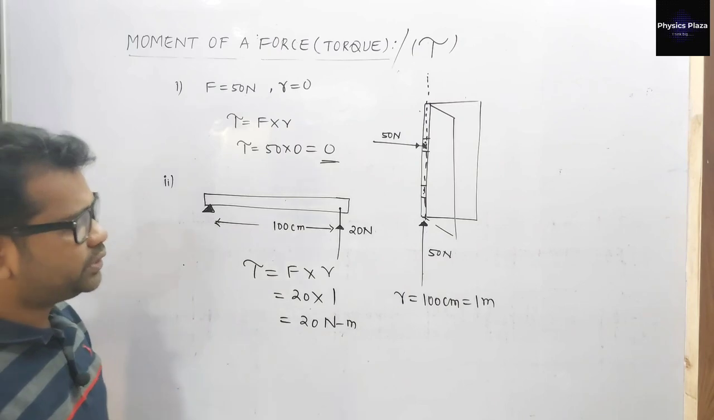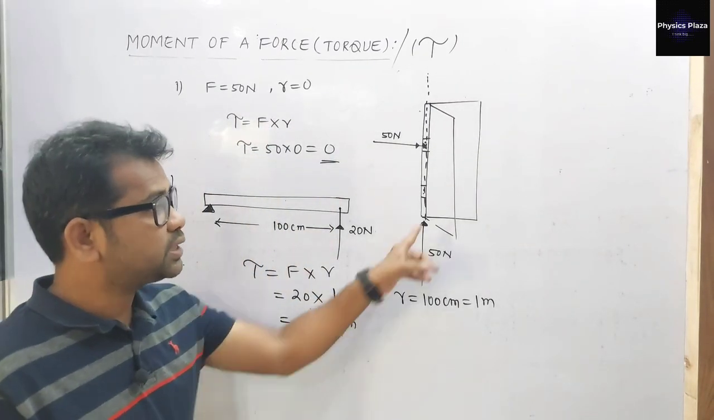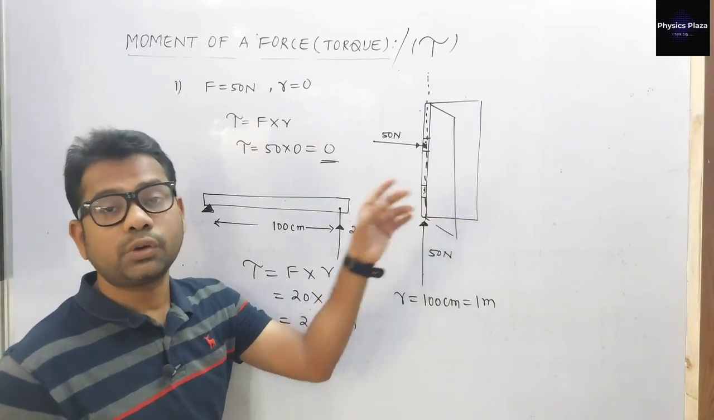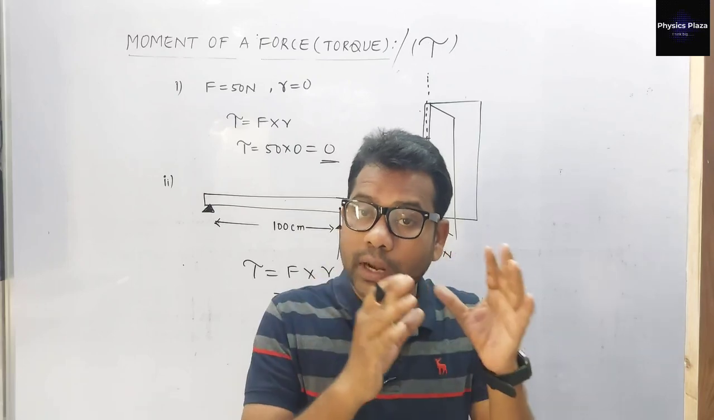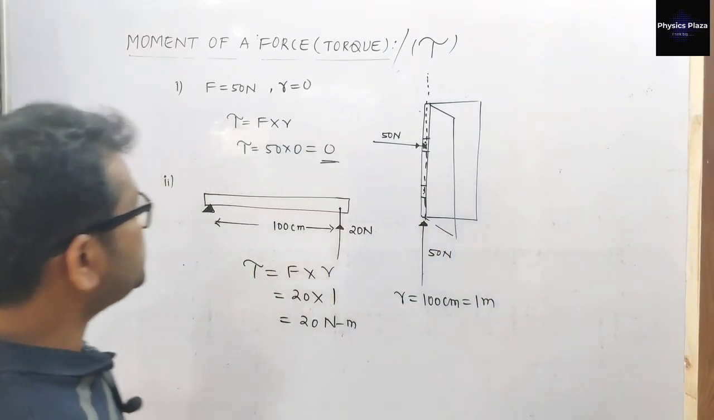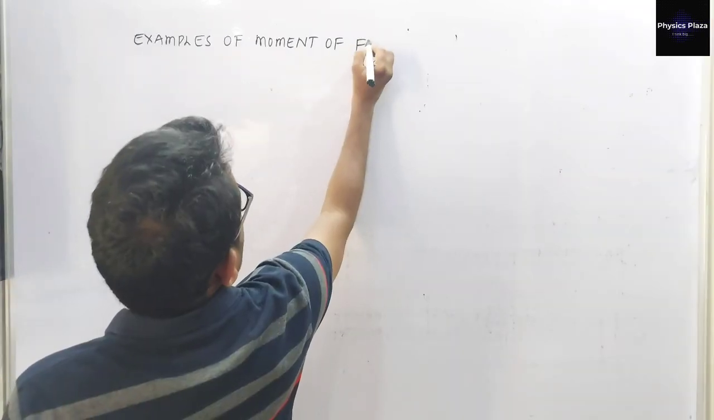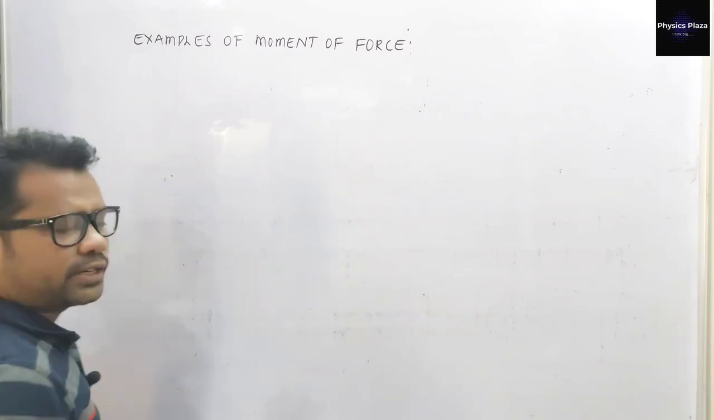So this is how, children, again I'm telling you, the concept is important. With these kinds of numericals you should be very careful. There must be some perpendicular distance. Force alone cannot produce torque. Hope I'm clear, children. Just copy this. Now we discuss examples of moment of a force. Children, we can also call them the applications.